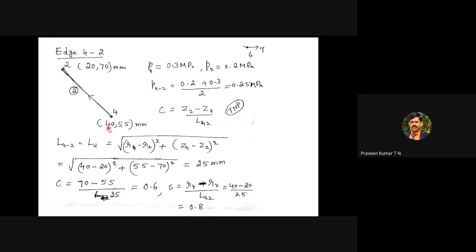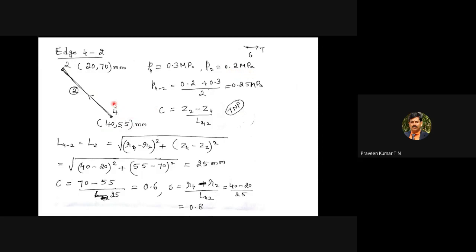The ith node has coordinate values 40 and 50, where 40 is R4 and 50 is Z4. The Z coordinate at node 4 is 50. In a similar way, 20 is the R coordinate, R2 equal to 20 mm, and Z2 is 70 mm. Now we know the values of the varying load at node 4 and node 2. At node 4 the value is 0.3 megapascal. At node 2 the value is 0.2 megapascal.